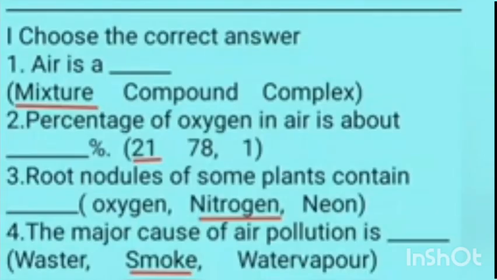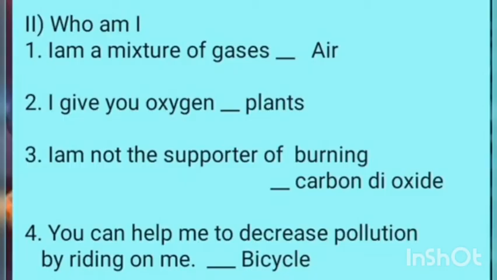Choose the correct answer. Air is a mixture. Percentage of oxygen in air is about 21%. Root nodules of some plants contain nitrogen. The major cause of air pollution is smoke. Who am I? I am a mixture of gases, that is air. I give you oxygen, plants. I am not the supporter of burning, carbon dioxide. You can help me to decrease pollution by riding on me, bicycle.